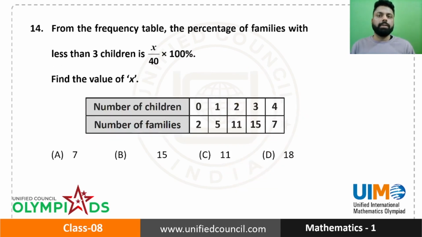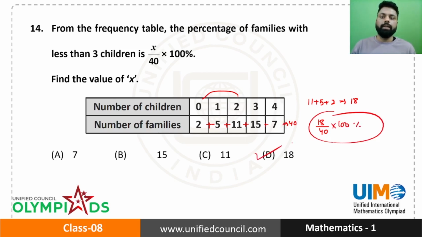From the frequency table, the percentage of families with less than 3 children. Less than 3 children means these three. 11 plus 5 plus 2, that is equal to 16 plus 2, 18 families is x upon 40 into 100. So find the value of x. See, total is 5 plus 2, 7 plus 11, 18. 18 plus 15, 33 plus 7, that is 40. So this is equal to 18 into 40 upon 100 percentage. So x value is equal to 18.